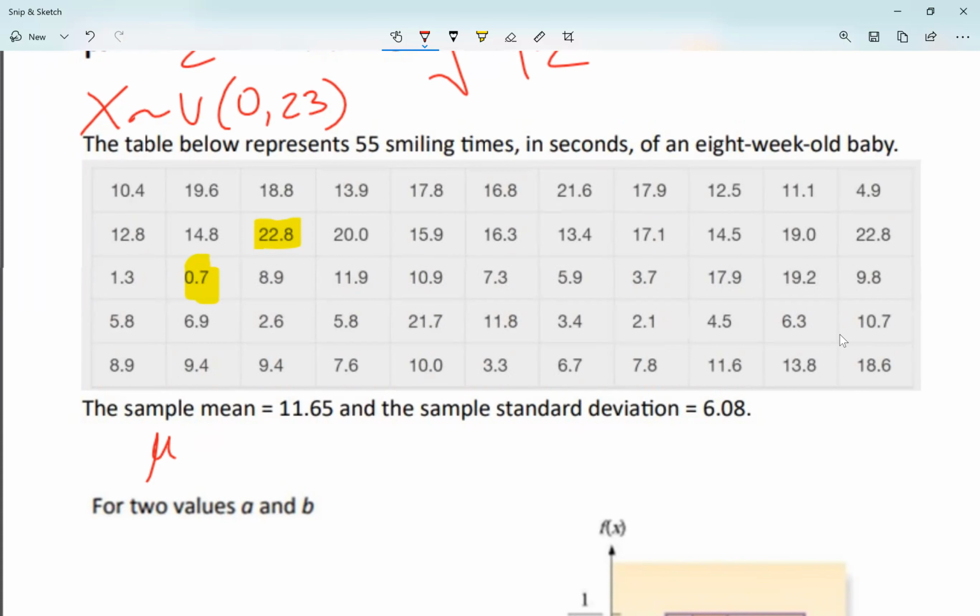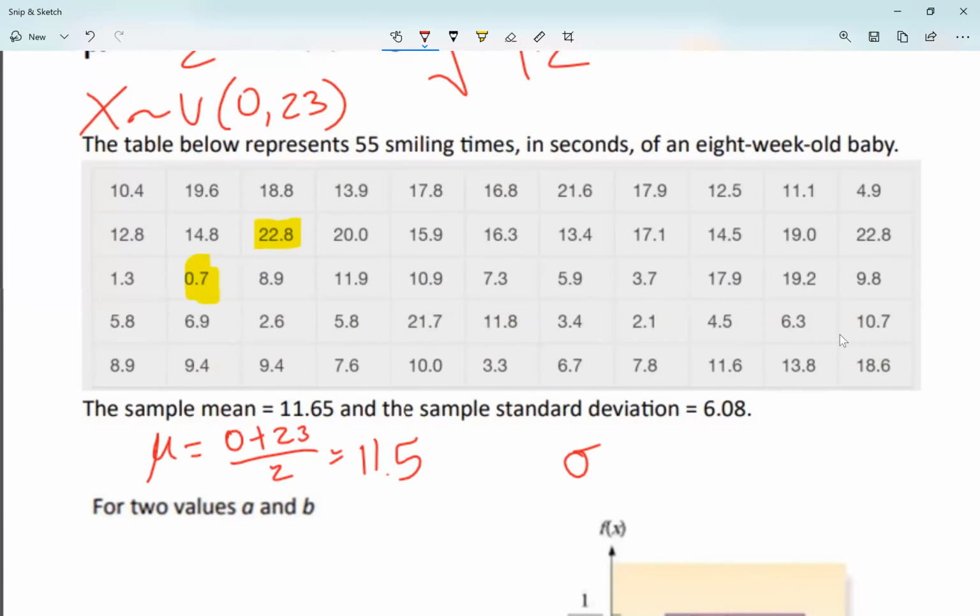So for my theoretical mean, let me go 0 plus 23 divided by 2. Okay, 0 plus 23 is 23, divided by 2 is 11.5. My sample mean was 11.65. My theoretical mean is 11.5. Pretty close to each other. Not too bad. Now my sample standard deviation is 6.08.